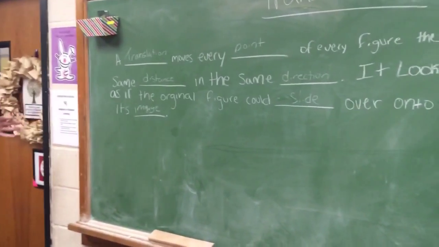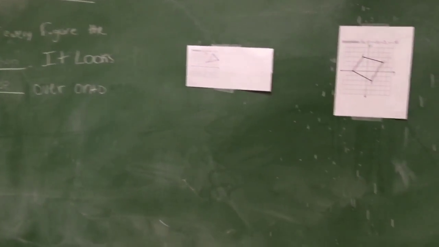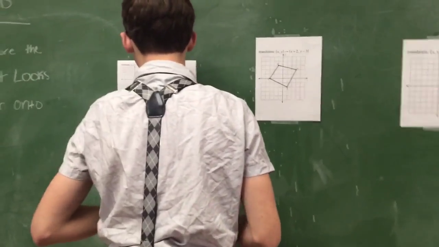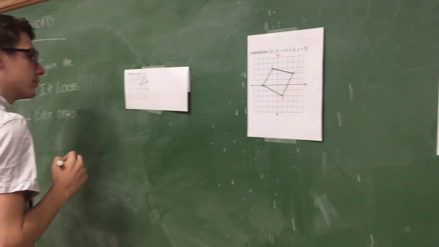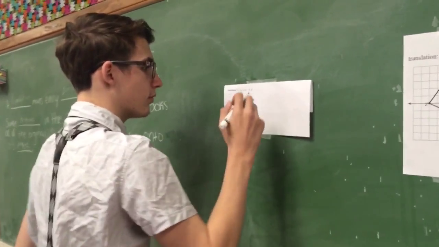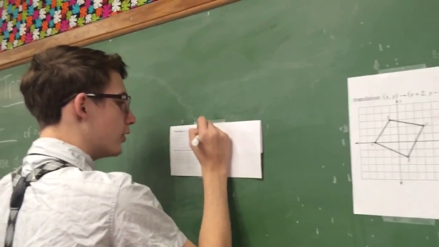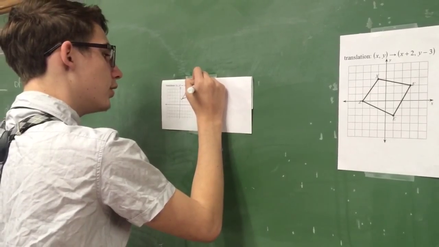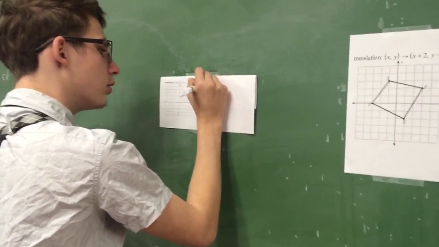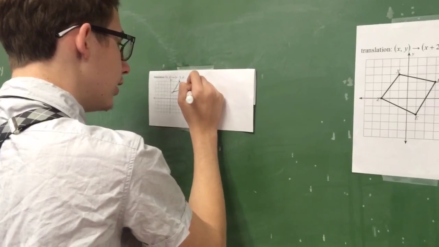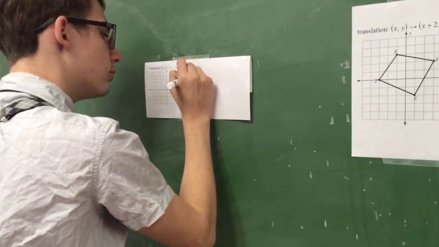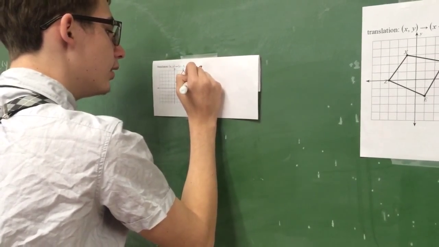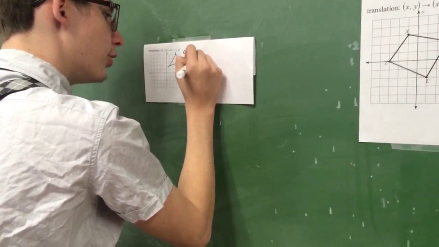Now it's time to do some math. Alright, so the point for W is 1, 2. And for C, it is 5, 3. And for B is 3, 5.